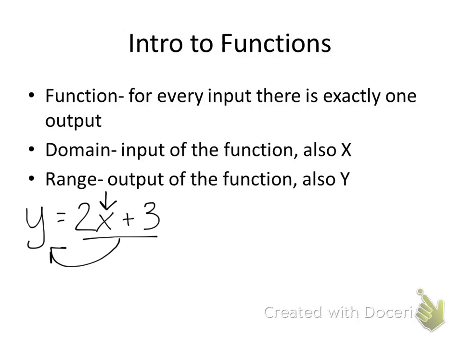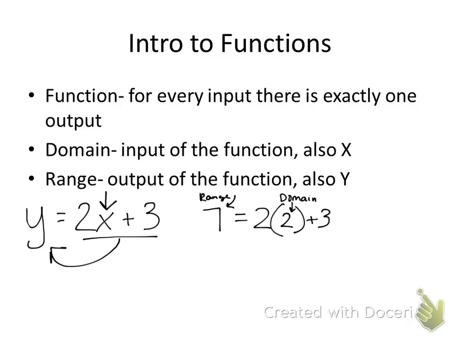That means I'm going to plug in 2 for x, so I say 2 times 2 plus 3. Whatever my answer is going to be is my output. So 2 times 2 is 4, plus 3 is 7. My input, or my domain, is 2, and my range is 7. That's part of your equation. Domain is your input, and it's usually the letter x. Range is your output, and it's usually the letter y.